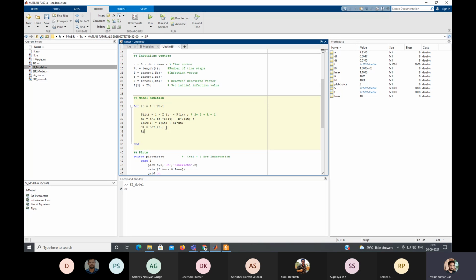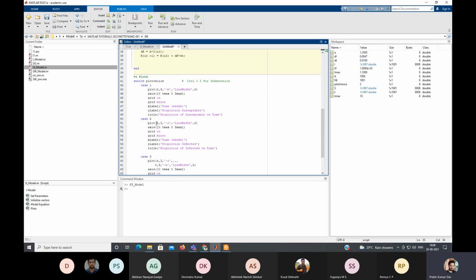And what should be the increment of R? R(it) plus we have to multiply dR into dt. This is how our model equation is formed.